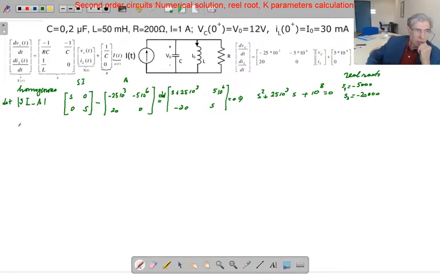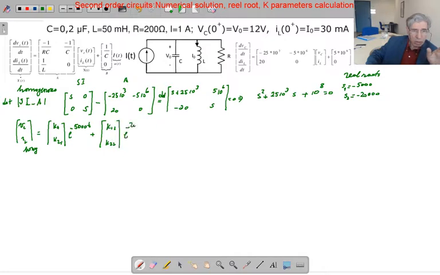So we can write the homogeneous solution right here. It is going to be VC, IL homogeneous is equal to K11, K21 e to the power minus 5000 t plus, this we have already done, K12, K22 times e to the power minus 2000 t.